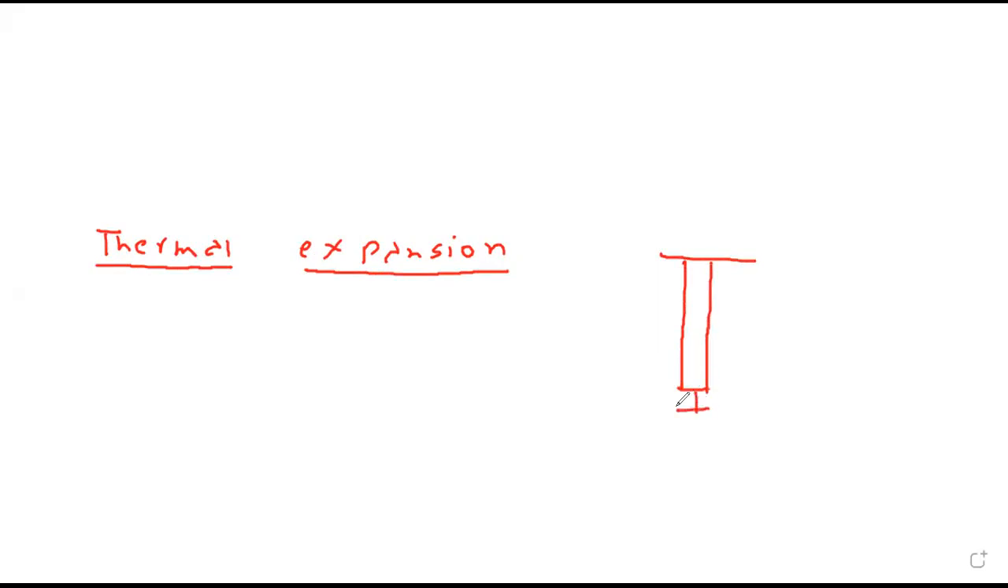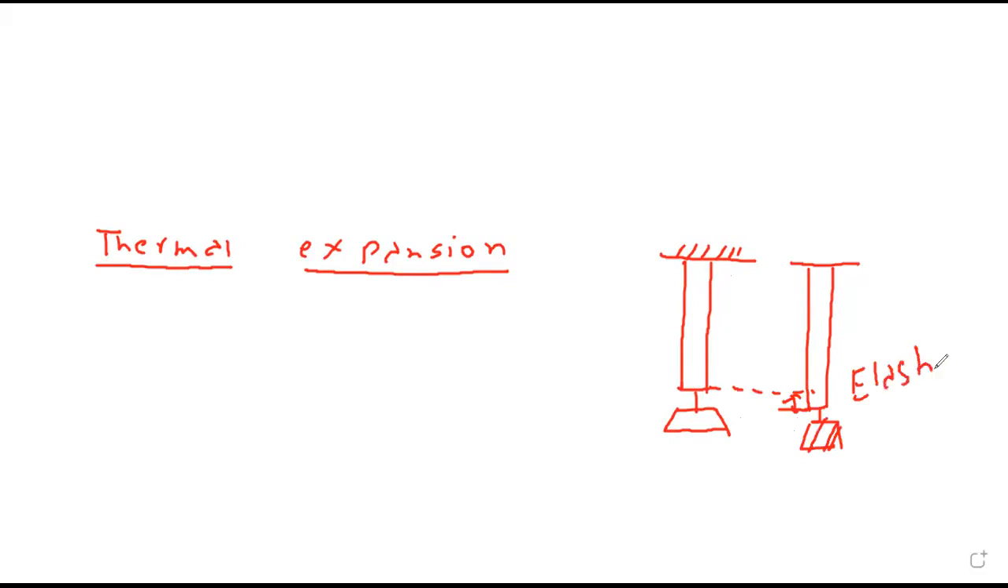Now imagine this is one wire. If I suspend a load here, will it elongate or contract? It will elongate, definitely. But this elongation is not due to heating. This is due to the load suspended. What is this property called? Elasticity.